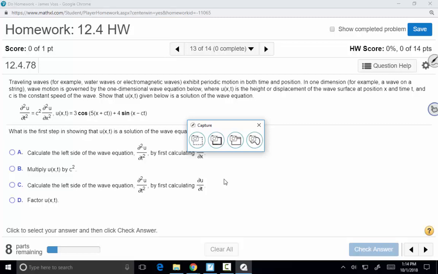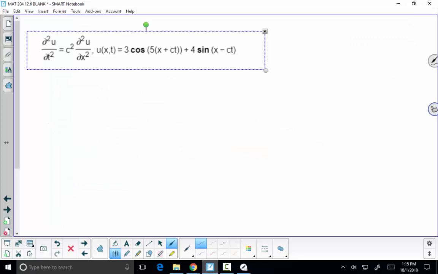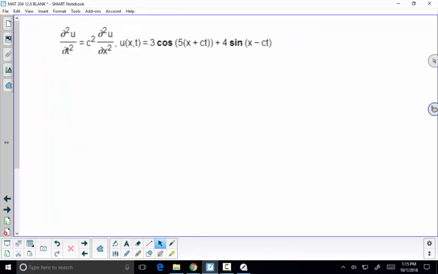Okay, so this one here, we're talking about this one-dimensional wave equation. We want to show that this function satisfies it. I won't do the whole thing, but I'll point you in the right direction. Let's be clear that u is a function of x and t, which looks a little weird because usually it's x and y or s and t, but here we just have an x and a t.